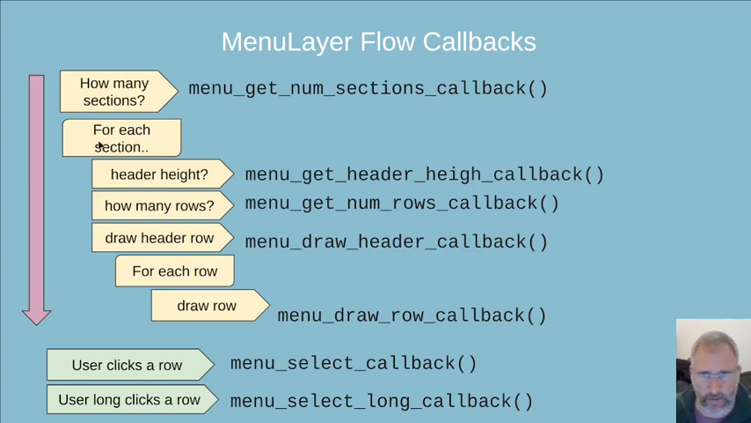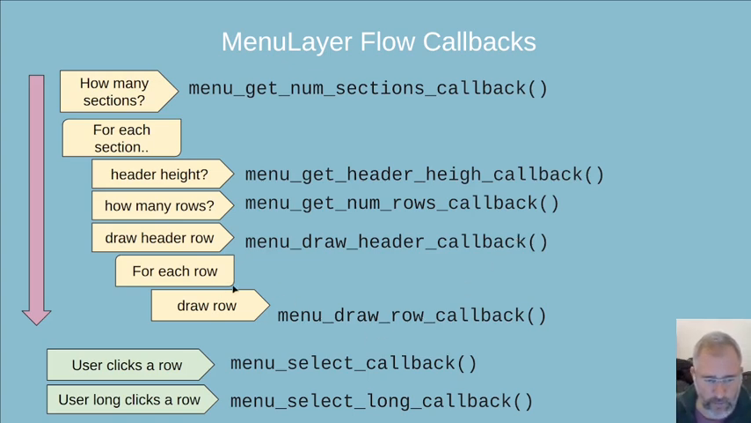And then for each of the sections, of which we've only got one, we need to tell it how high the header bit is going to be. So we use a callback for that called menu get header height callback, and that will return how big that header is. Then we need to tell it how many rows it's going to have. In this instance, the rows is going to be equal to the length of the task list, the number of tasks. And then we draw the header row, which is going to draw that little title that says task list or tasks.